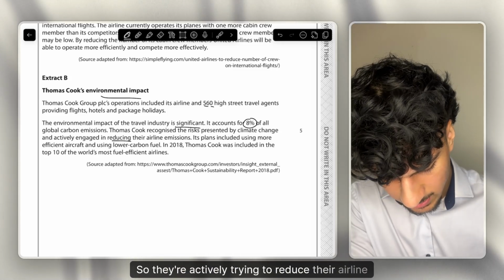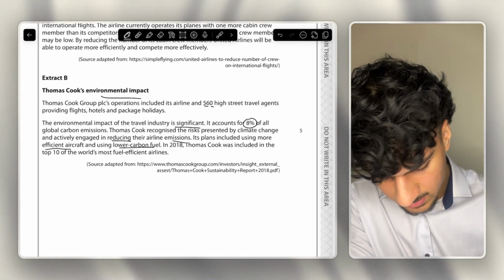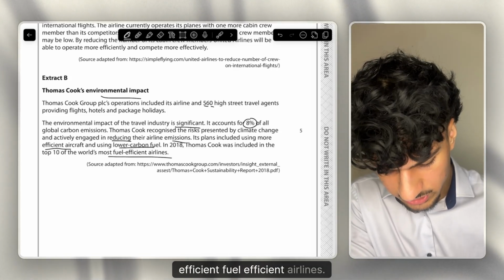So they're actively trying to reduce their airline emissions. They're trying to use more efficient, lower carbon fuel aircraft. And they were included in the world's top 10 most fuel efficient airlines.